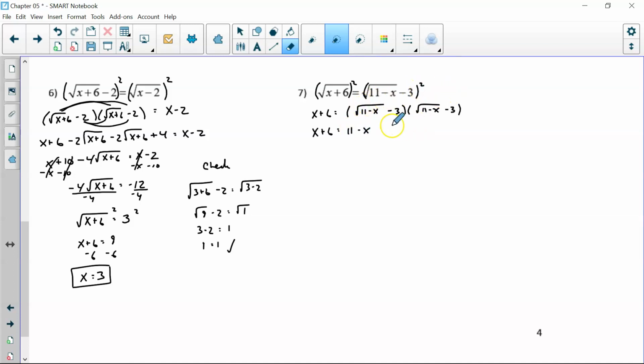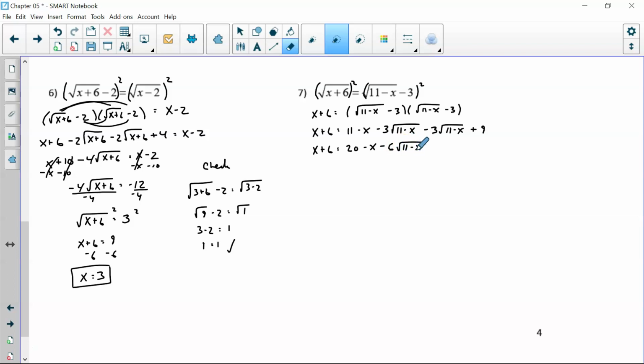Square root of 11 minus x times negative 3 is negative 3 times the square root of 11 minus x. Distribute the negative 3, square root of 11 minus x. Negative 3 times negative 3 is plus 9. x plus 6 equals, when we combine, 11 plus 9 is 20. Minus x, and when we combine those, we get negative 6 times the square root of 11 minus x.